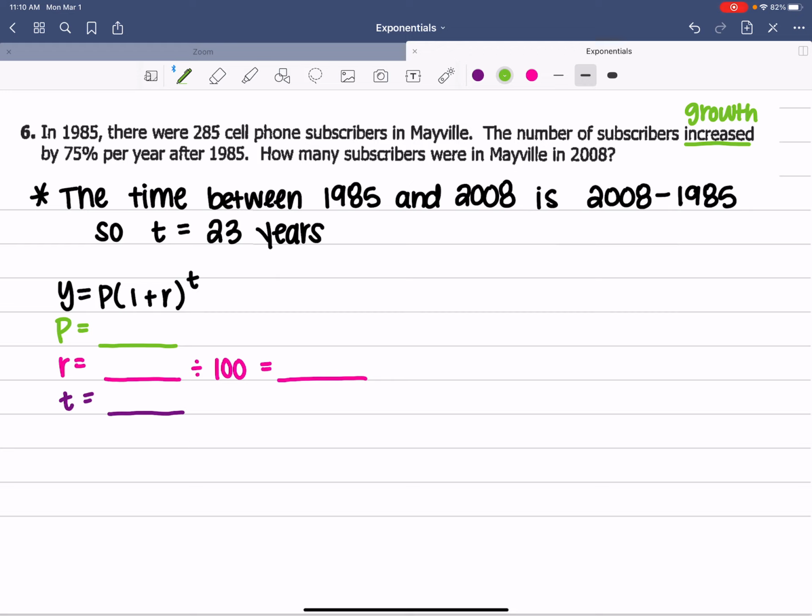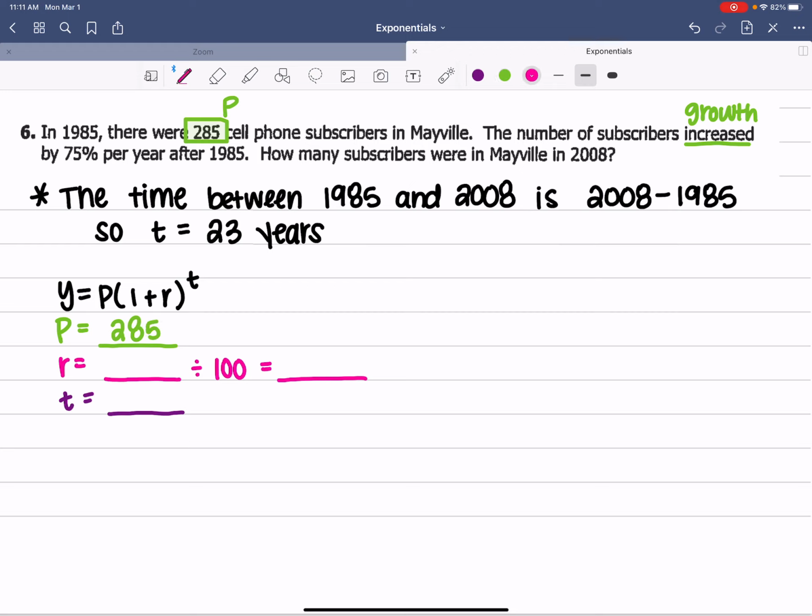Starting with the principal amount. In 1985, there were 285 cell phone subscribers. Wow, that is such a small number compared to today. So in 1985, the initial value was 285. So P is 285.